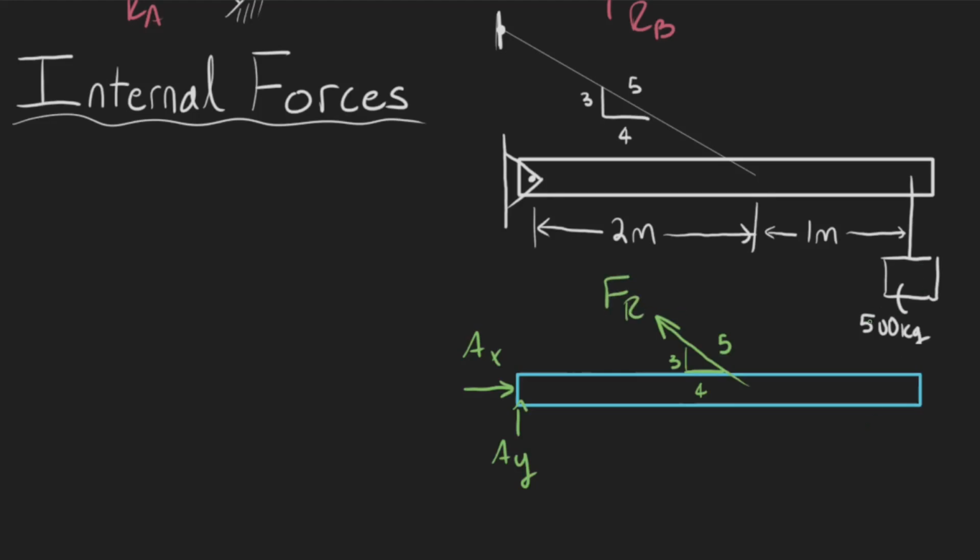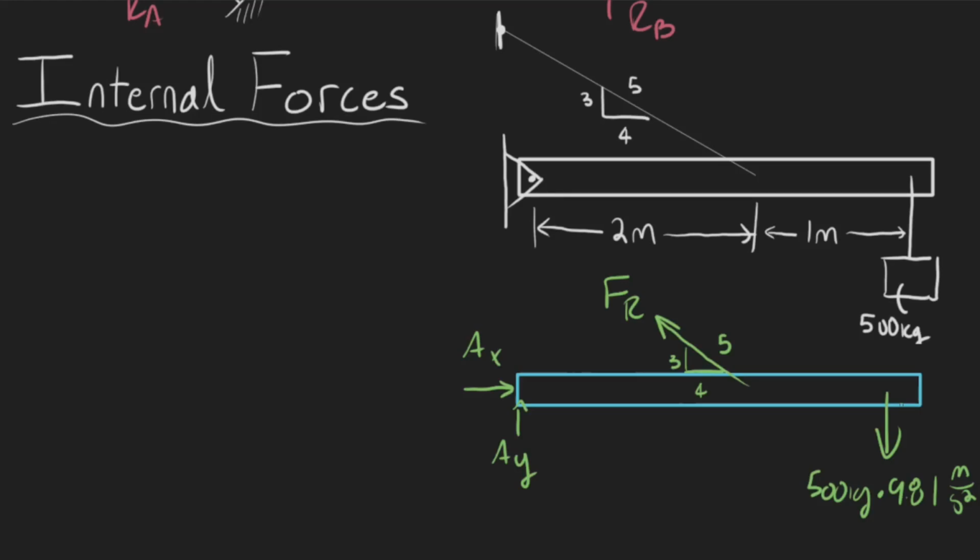I'll just call this F from rope. And then lastly, I would have this 500 kilogram weight that's going to create a 500 kilogram times gravity, 9.81 meters per second squared force, right? And now we have 3 equations, 3 unknowns. You'd be able to go ahead and solve for all the reactions right here.